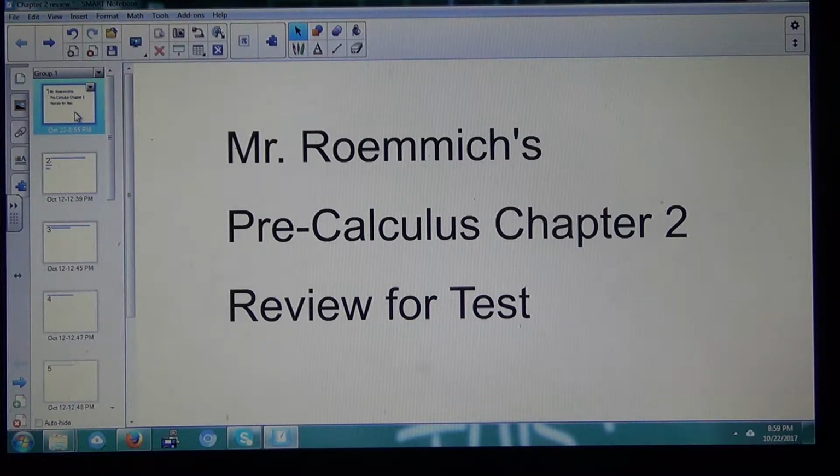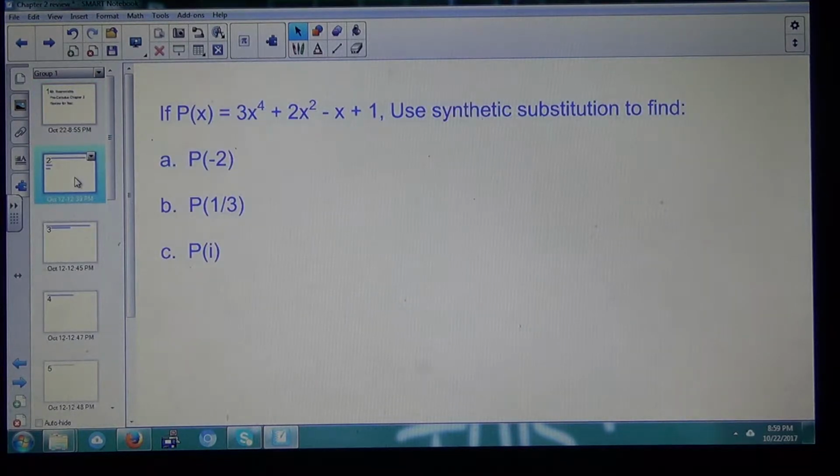this in class today. So, first question on the review says if p of x equals 3x to the fourth plus 2x squared minus x plus 1, use synthetic substitution to find p of negative 2, p of 1/3, and p of i. Okay, there's three equations there. Synthetic substitution is the same as synthetic division, which I think you all know how to do. So, we'll start it up here.